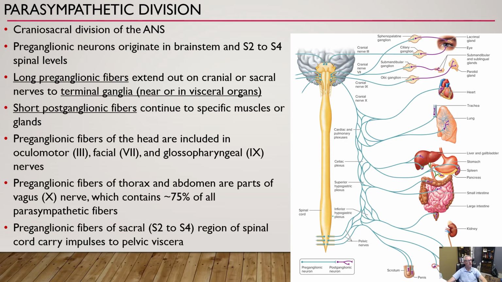On the parasympathetic side, we don't have those paravertebral ganglia. Remember, those ganglia lie either near the target organ or on that target organ. So we're going to have a very long preganglionic fiber and a very short postganglionic fiber. And remember, those originate in the brain stem and S2 to S4.